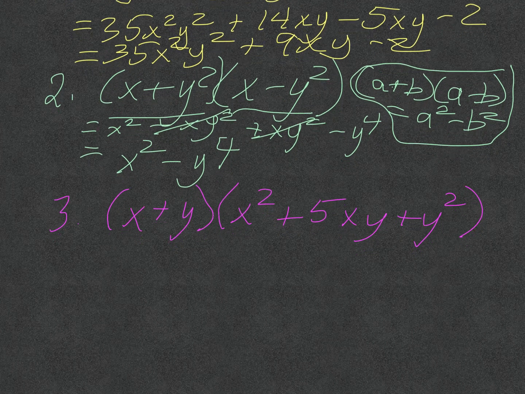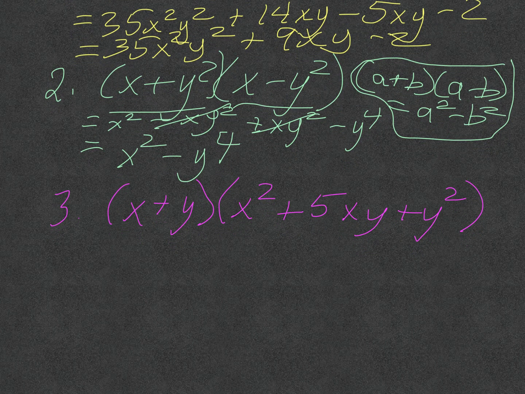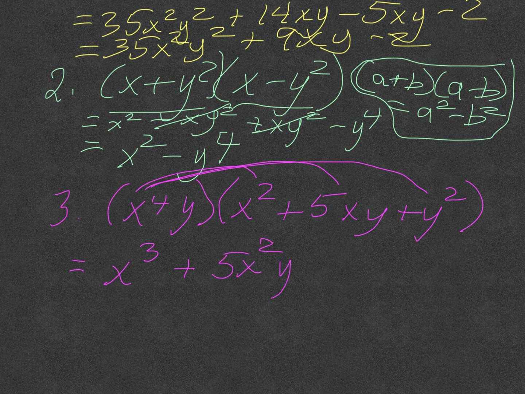All right, last one. Again, you take the x and you multiply it times each term. So this is x to the 1st times x squared. So that's x cubed plus 5x squared y, because you'll have an x to the 1st times x to the 1st, plus xy squared.